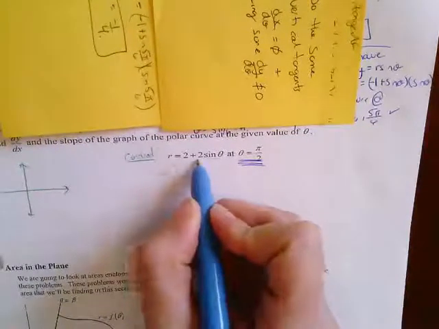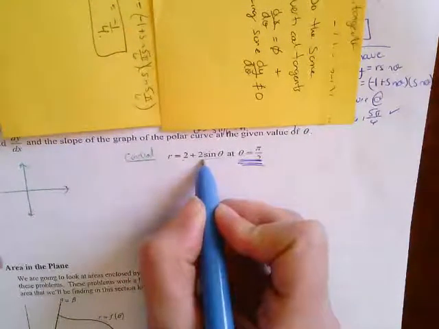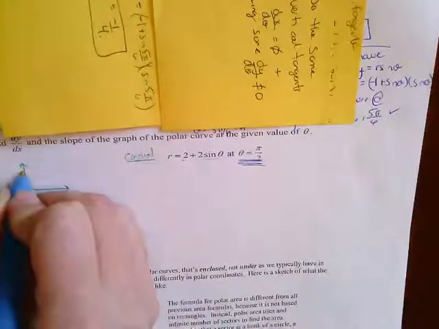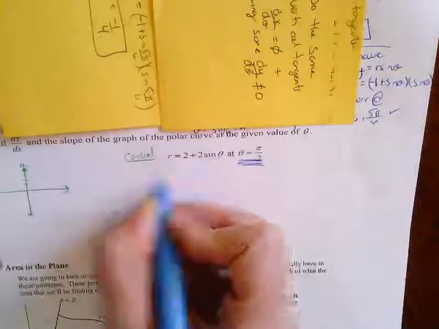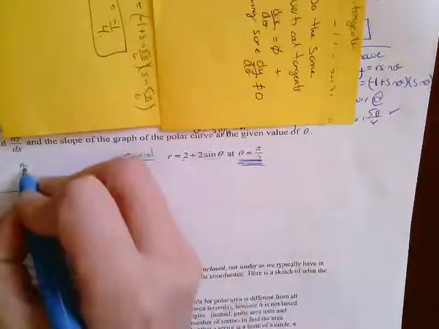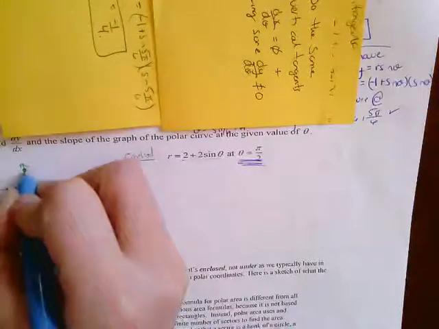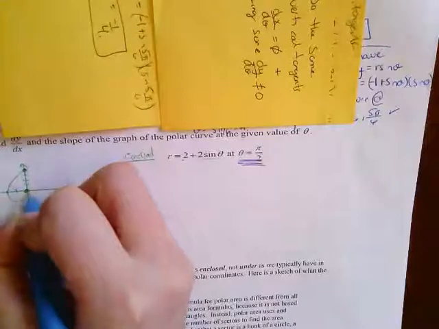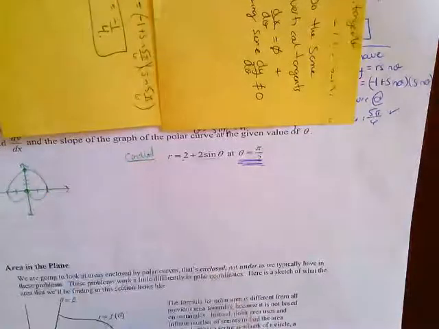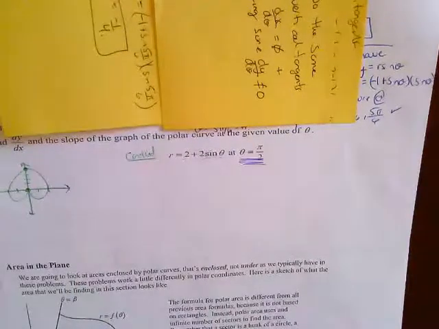And the biggest radius is 4, so 1, 2, 3, 4. And the smallest is going to be 2 minus 2, which is 0, and that tells us that it's a cardioid. So it's going to go out like this, and this is going to be the 2. And then it's going to come back around, kind of like that. It's not perfect, pretty close.